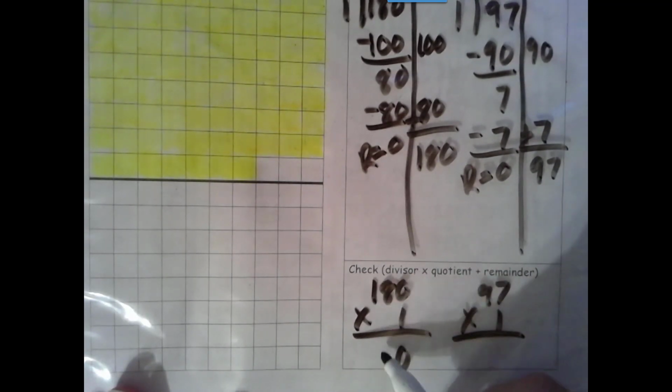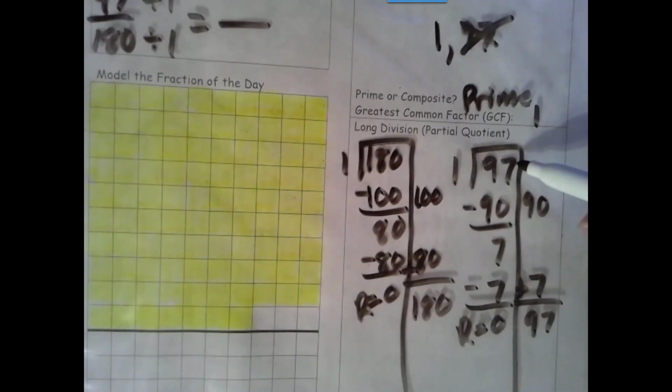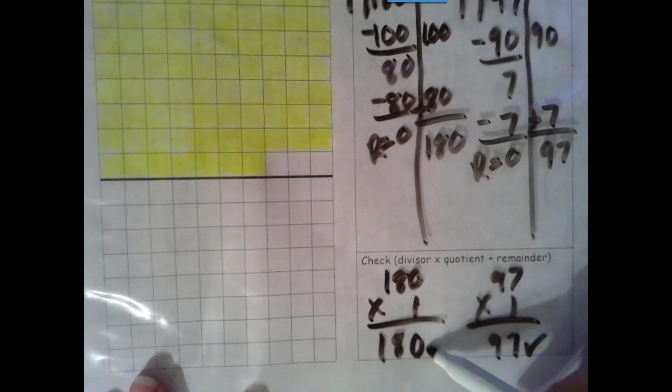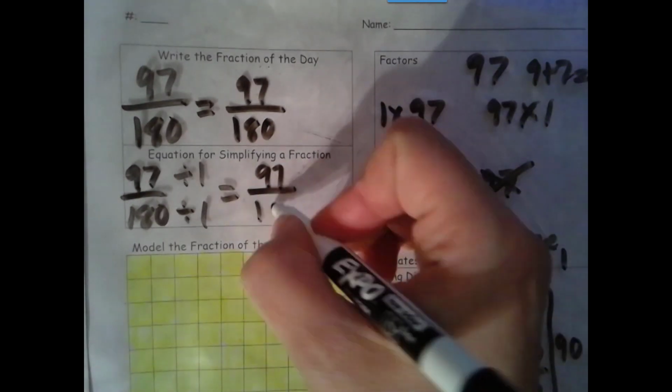One group of 8 tenths is 8 tenths. One group of 100 is 100. One group of 7 is 7. One group of 9 tenths is 9 tenths. 97, that matches our dividend, so that checks. 180, that matches our dividend, so that checks. So our numerator is definitely 97, and our denominator is definitely 180.